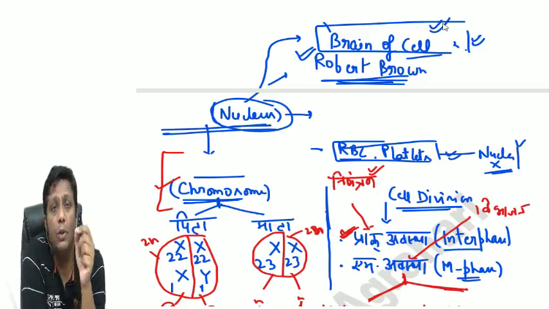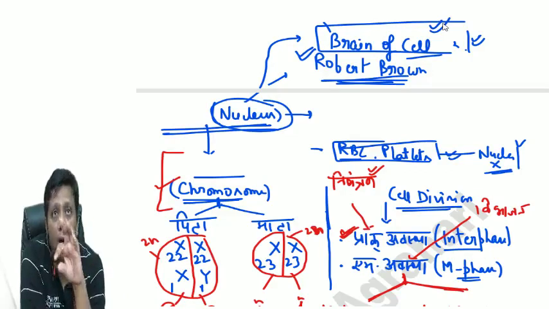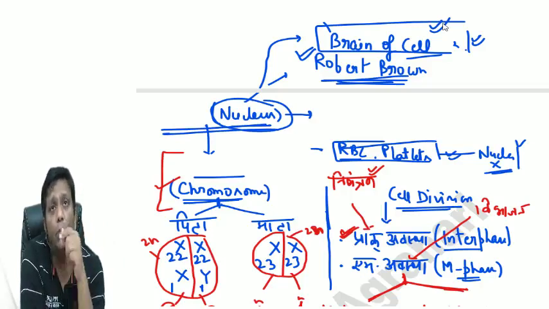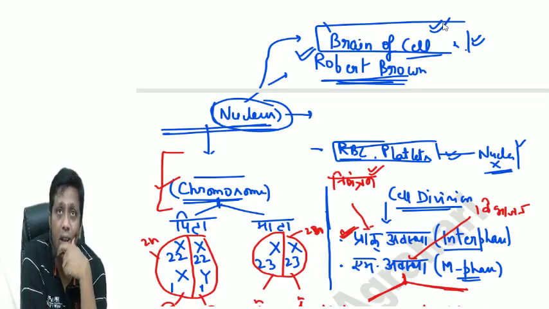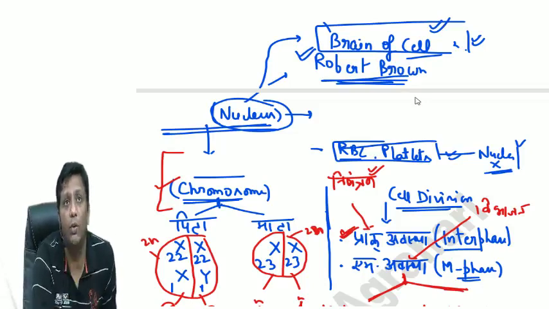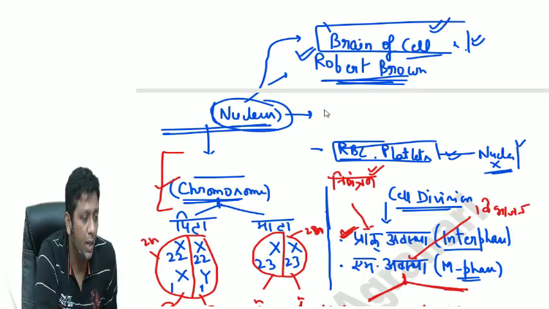What is the function of your brain guys? Regulation and control of your body. Similarly, if the nucleus is called the brain of the cell, how the cell performs its roles and activities depends on the nucleus. So this is the reason the nucleus is called the brain of the cell. Everybody clear? Fine. And I told you guys, each and every cell has only one nucleus. Other cell organelle numbers vary, but the nucleus is only one.